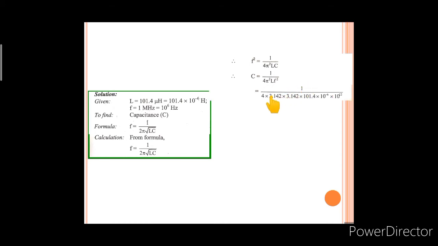After that, let's substitute the value: 1 upon 4 into pi square, that is 3.142 into 3.142, L is given as 101.4 into 10 raised to minus 6, into F square. The value of F is 10 raised to 6, so its square will be 10 raised to 12.